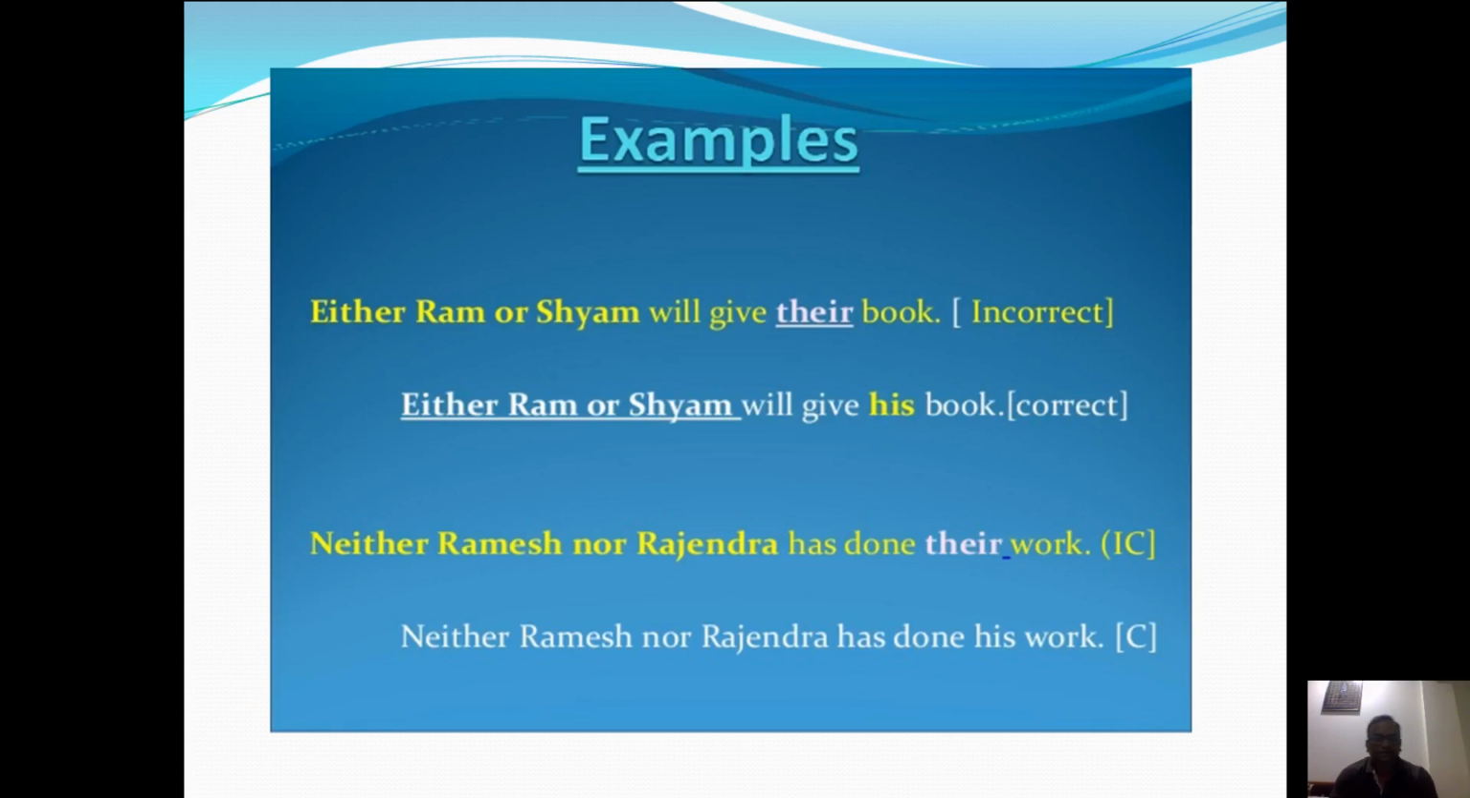Some examples: Either Ram or Sham will give their book. Either Ram or Sham will give his book. The correct one is his book, not their book. Neither Ramesh nor Rajendra has done their work. Neither Ramesh nor Rajendra has done his work. Getting the difference between the incorrect and correct sentence? Let's move on.